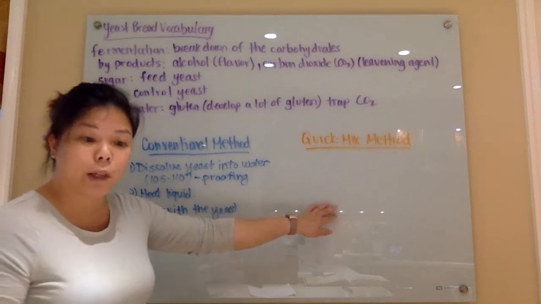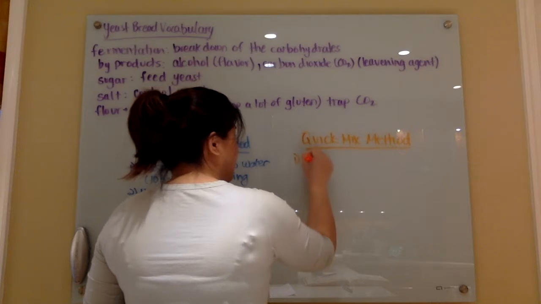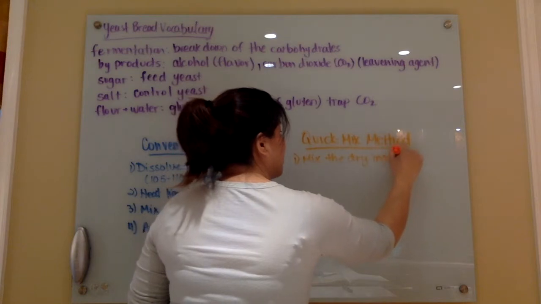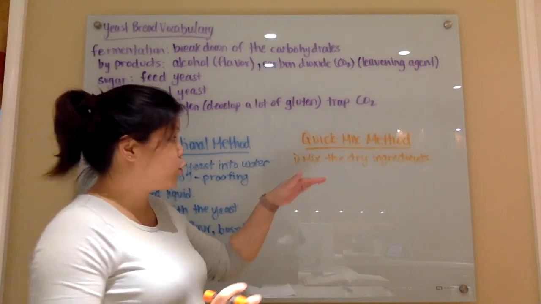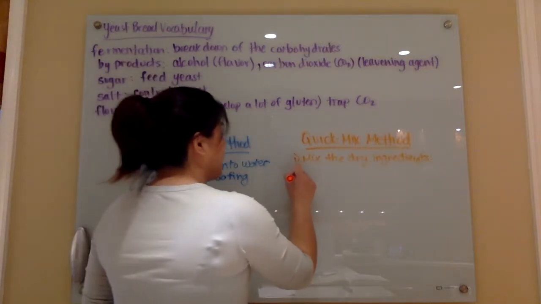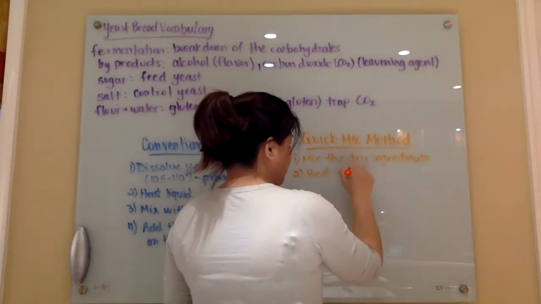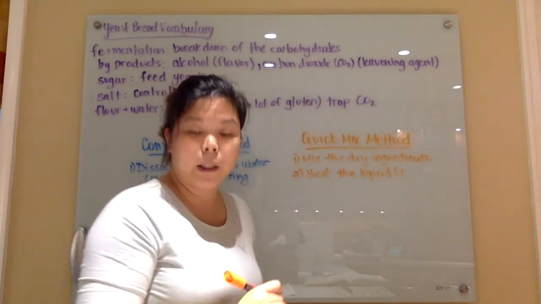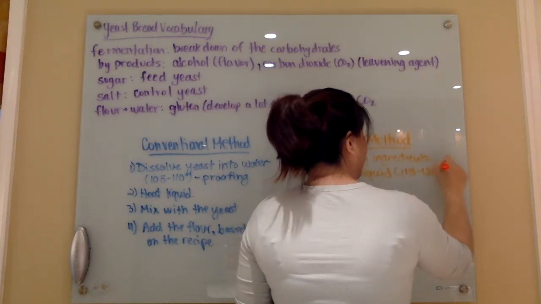However, we also have the quick mix method, right? So what you would first do is mix all your dry ingredients together. My dry ingredients may be sugar, flour, salt, yeast. Any of those ingredients would all go into one bowl, right? And then I'm going to heat my liquid ingredients. And this time with my heating, I can heat it somewhere between 115 and 125 degrees, right?